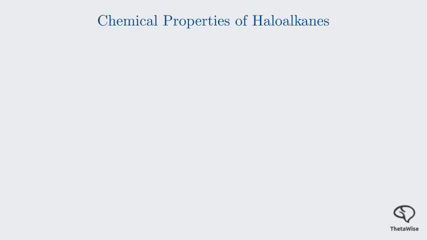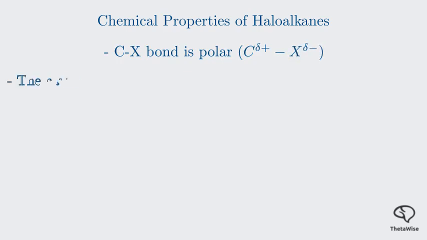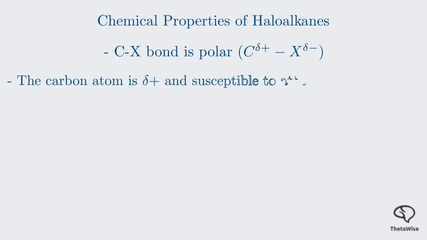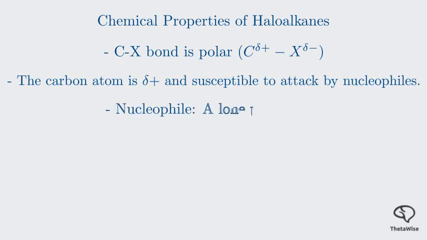Haloalkanes are much more reactive than alkanes, primarily due to the polarity of the carbon-halogen bond. The halogen is more electronegative than carbon, which gives the carbon atom a partial positive charge, C delta+. This makes the carbon atom susceptible to attack by nucleophiles. Remember, a nucleophile is a species that has a lone pair of electrons and is attracted to a positively charged center. There are two main categories of reactions that haloalkanes undergo: substitution and elimination.